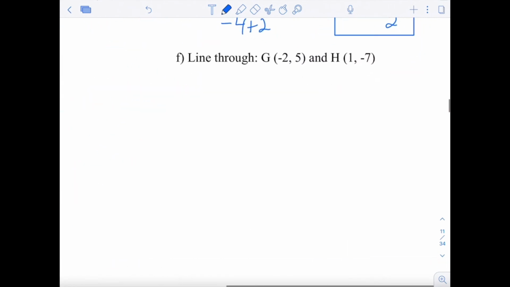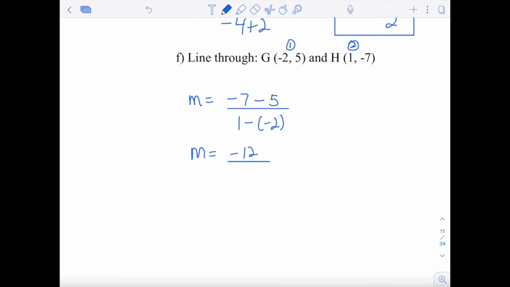Last one here. Let's call this one 1 and this one 2. Negative 7 subtract 5 over 1 subtract negative 2. I get negative 12 over positive 3. My slope here is negative 4, so it's going downwards and it's quite steep.